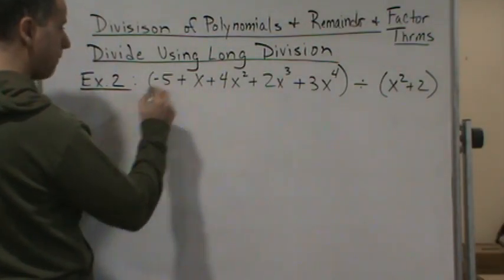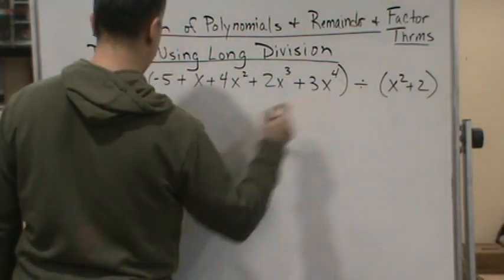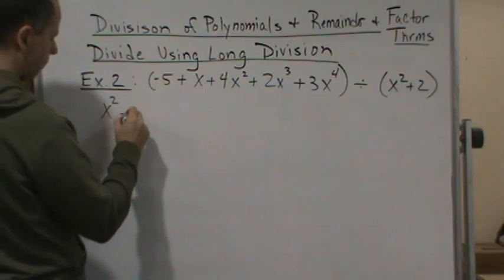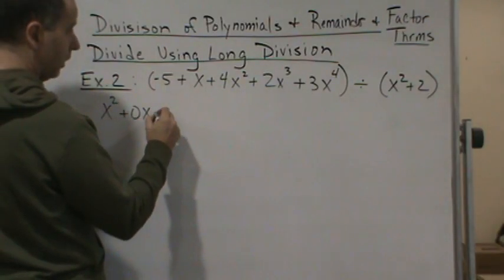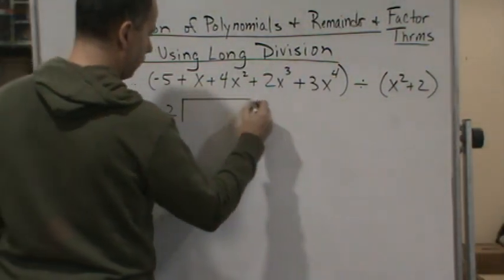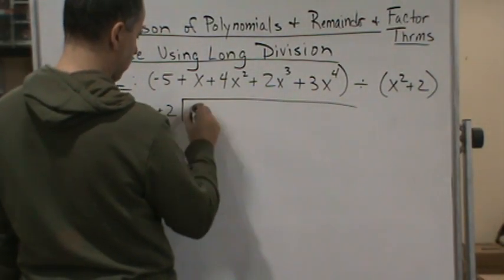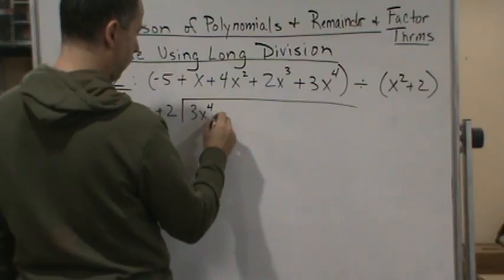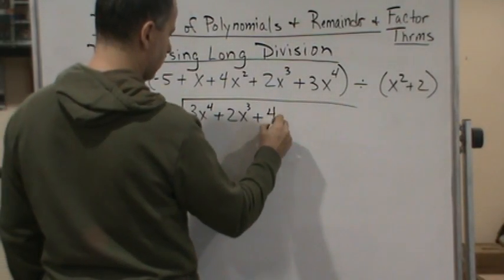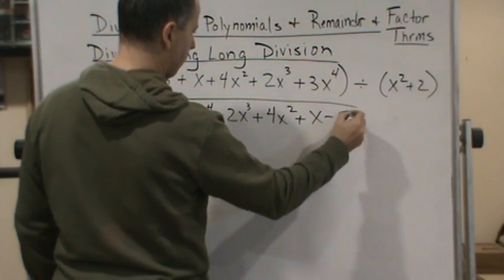Okay, so let's set this up. So this is our divisor, this is our dividend. So obviously we're going to write x squared plus 0x plus 2, so we got our placeholder, divided by, now I'm going to write this in the correct order, so it's going to be 3x to the 4th plus 2x cubed plus 4x squared plus x minus 5.